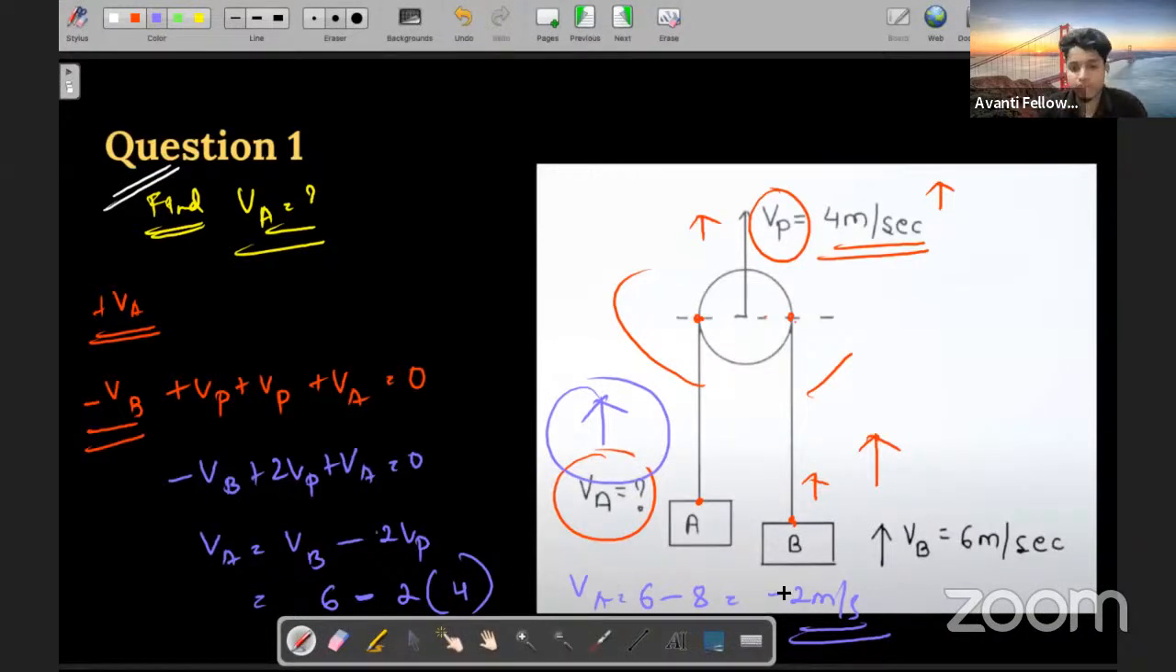This negative sign is basically telling that it is trying to move in the upwards direction, since we are taking this as our sign convention. Is it good, students? Let me know. Very good.